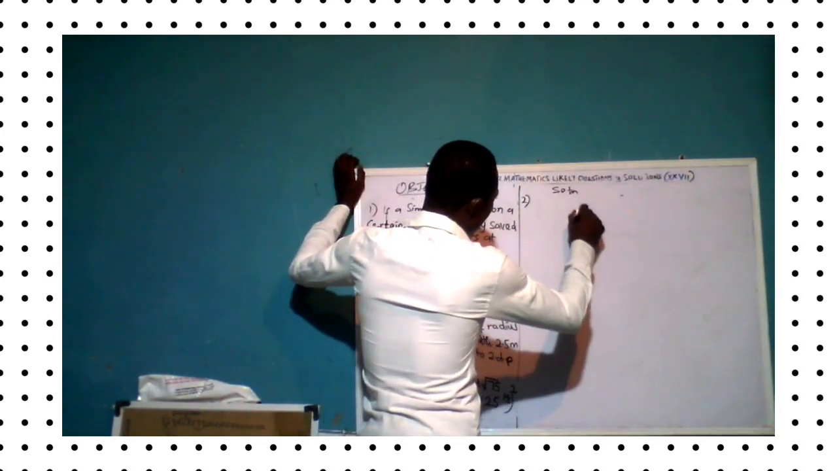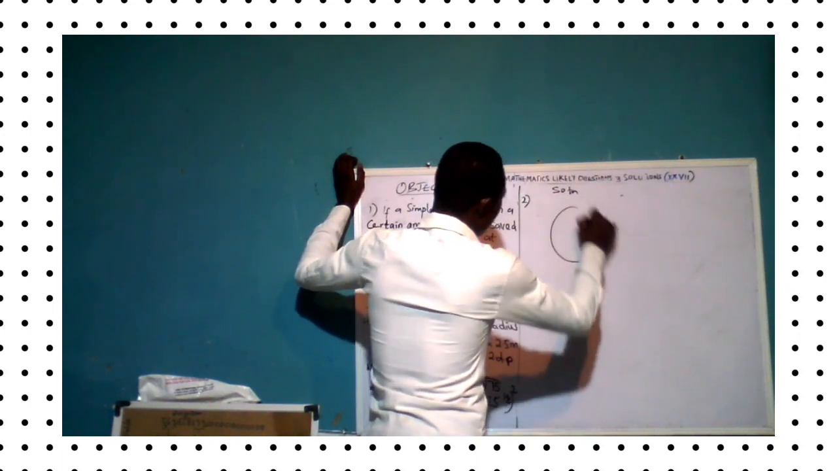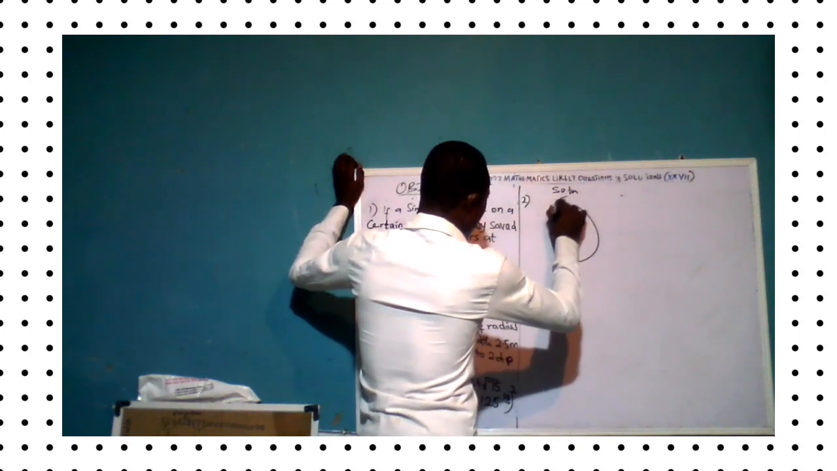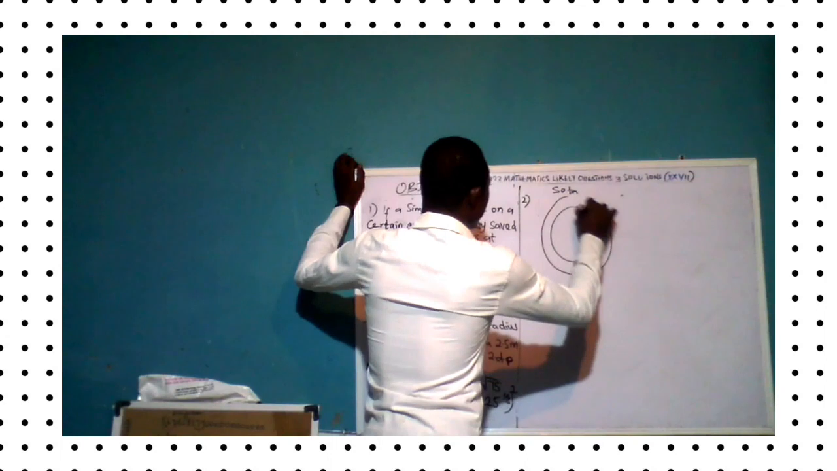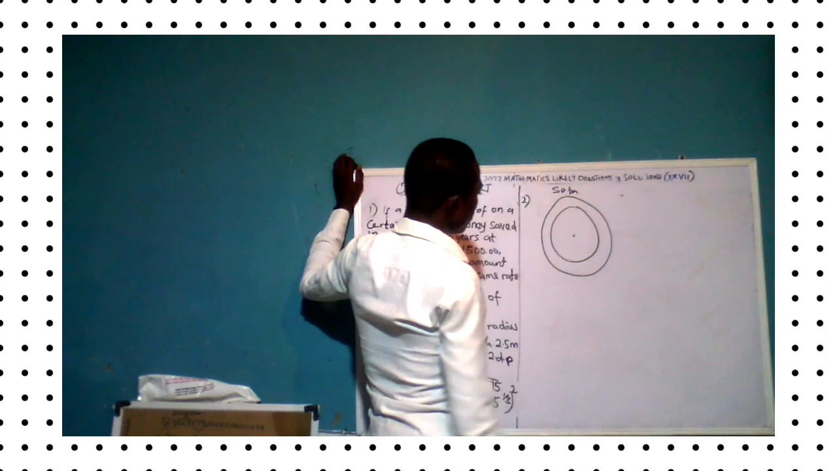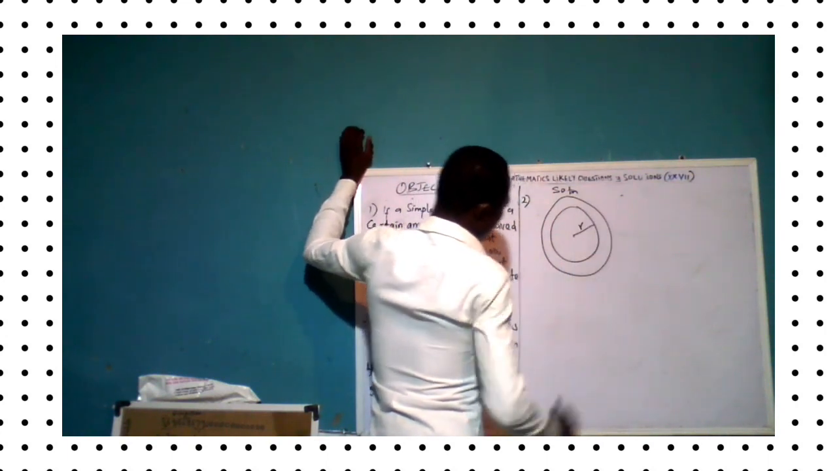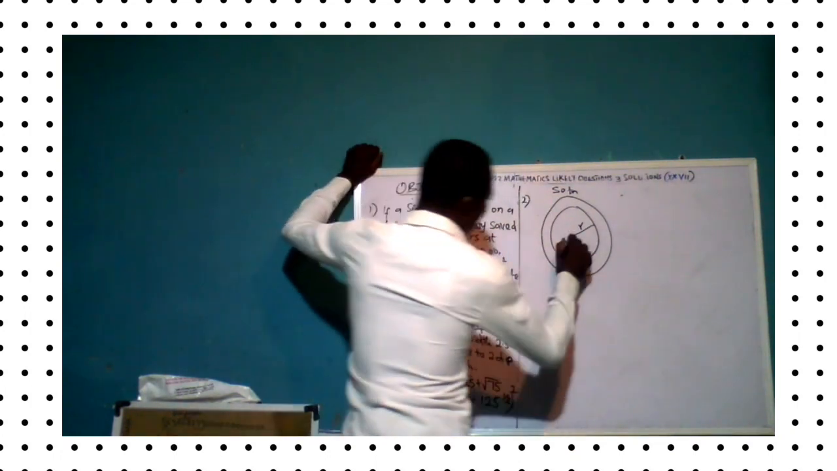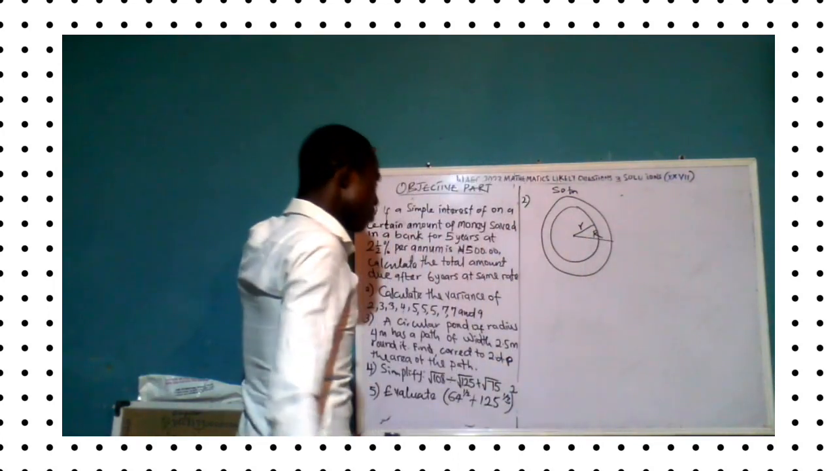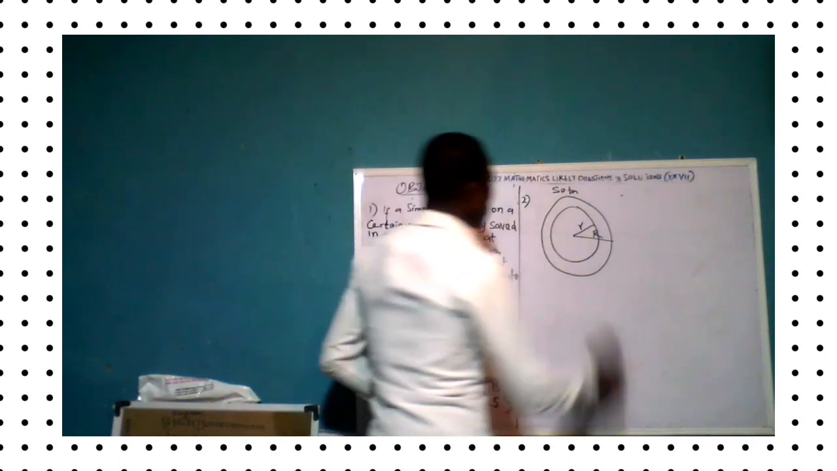If this is the circular pond, we are told that it has a path around it. So this is the center of the circular pond. Here will be the radius of the small circle, and here will be the radius of the bigger circle. Now, to find the area of the path, we are told that this radius is equal to what?